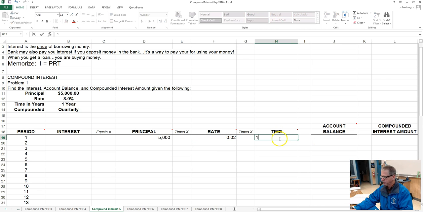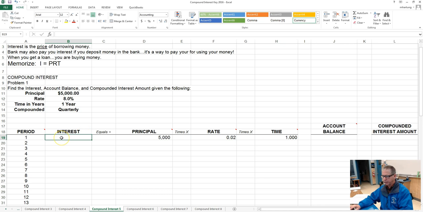And then we can keep our time at 1. Now we could have adjusted the amount of time to a quarter of a year and left the interest rate at 8%. We could have done that and come up with the same answer, but we're going to do it by adjusting the interest rate. We've got to do it to one of them, and we're going to do it to our interest rate. So now we can calculate the interest for 1 quarter, or 3 months. Principal times rate times our time.